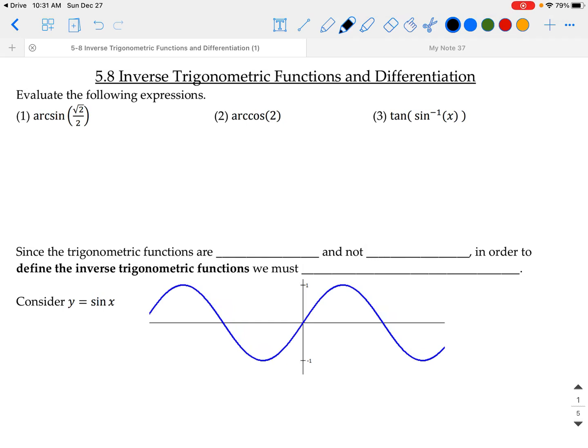Welcome back, everybody. So we are in section 5.8. We've got 2 sections to go, and they're both going to involve one last new function that we will look at, which is the inverse trig functions. So we looked at exponentials and logarithms, which are inverses of each other. We've already looked at trig functions. Now we're going to look at inverse trig functions.